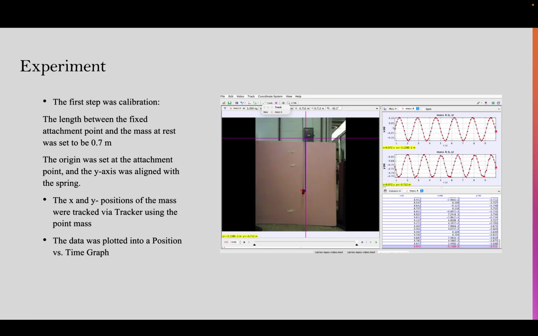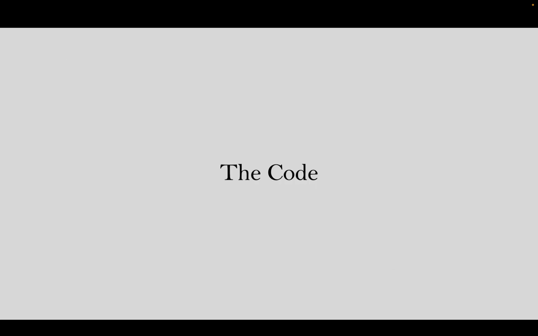For the experiment, the first step was calibration. The length between the fixed attachment point and the mass at rest was set to be 0.7 meters. The origin was set at the attachment point and the y-axis was aligned with the spring. The x and y positions of the mass were tracked via Tracker using the point mass, and the data was plotted onto a position versus time graph.